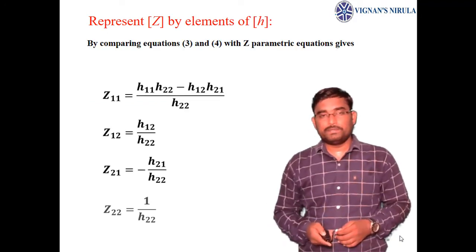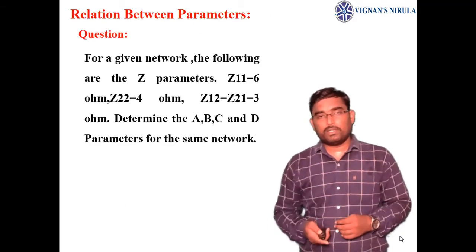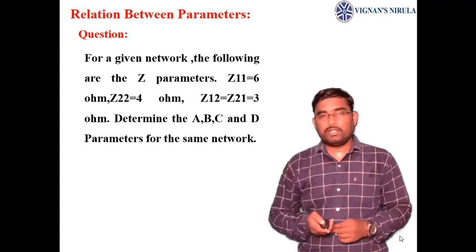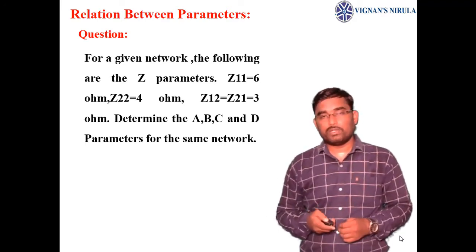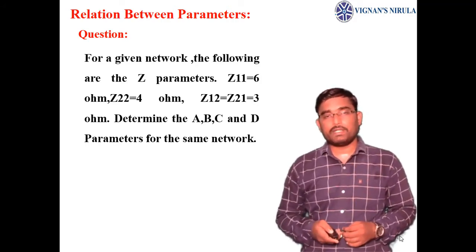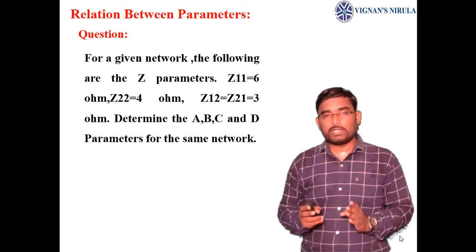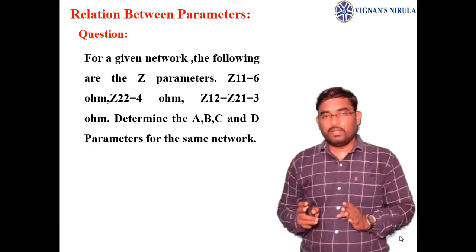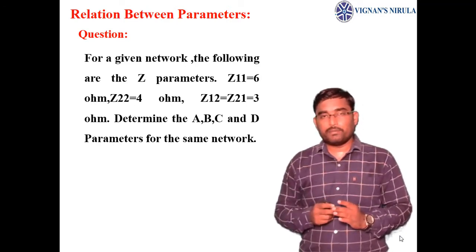So next, in the same similar manner, of course here students can be asked a question: for a given network the following are the z parameters: z11 equals 6 ohms, z22 equals 4 ohms, z12 equals, z21 equals 3 ohms. Determine the ABCD parameters for the same network. So for a particular two-port network, z parameters are given. For the same network, ABCD parameters are asked to be determined.